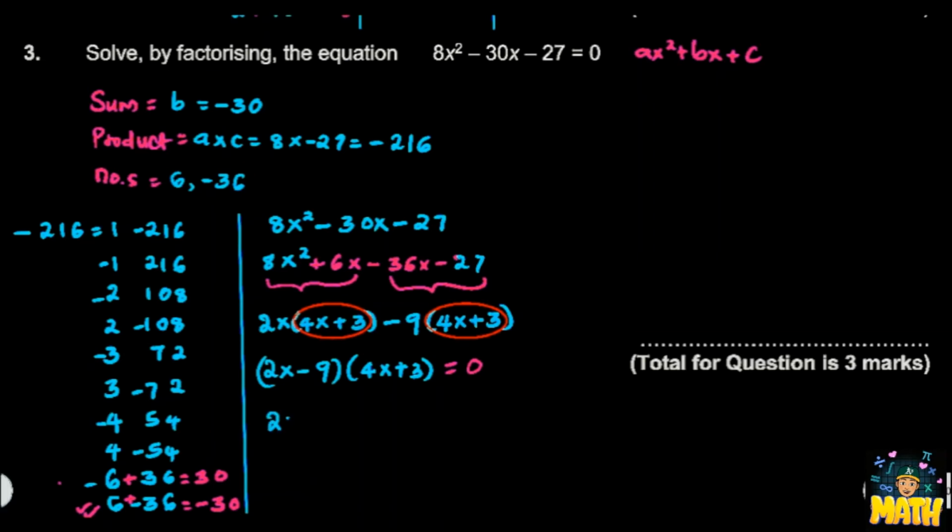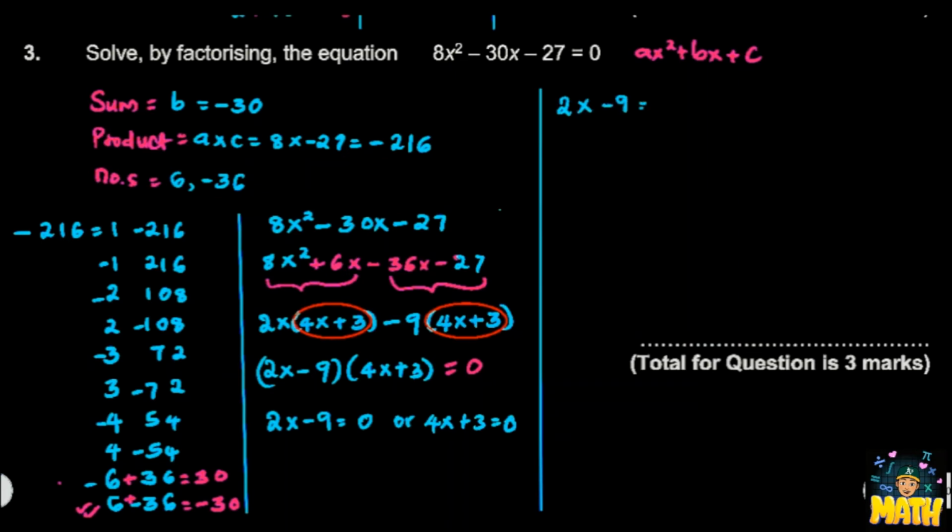If the first bracket is a 0, then 2x minus 9 should be equal to 0. So if the second one is a 0, then 4x plus 3 should be a 0. So we solve for each of them so that we get 2x minus 9 equals 0. We take the 9 to the other side. 2x equals 9. So the 9 changes to positive when it crosses the equal sign. Then I divide by 2 on both sides so that I remain with x on one side. So when I do that, I get x being equal to 4.5. That's the first value of x.